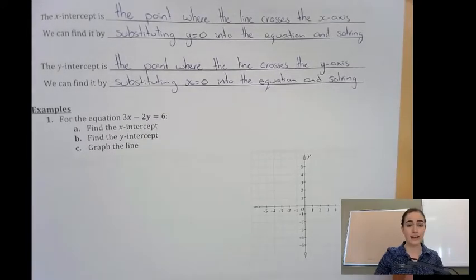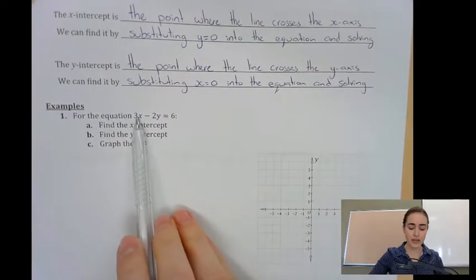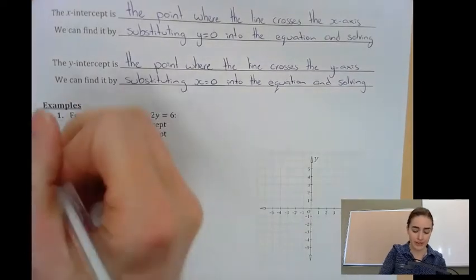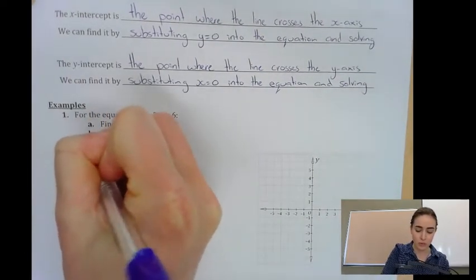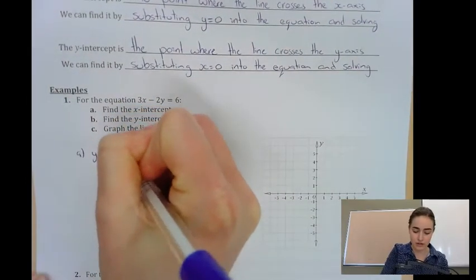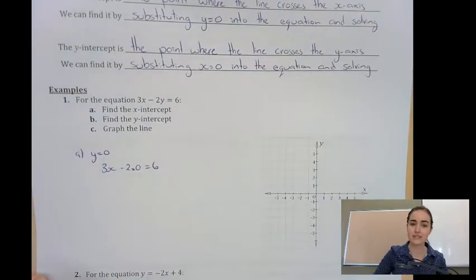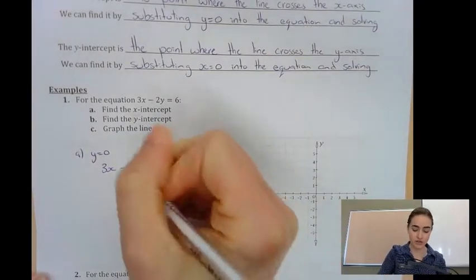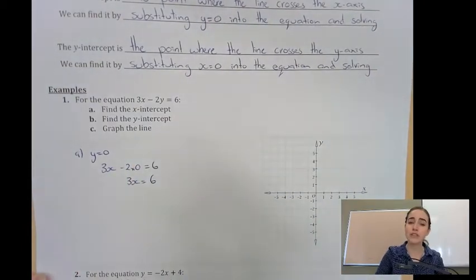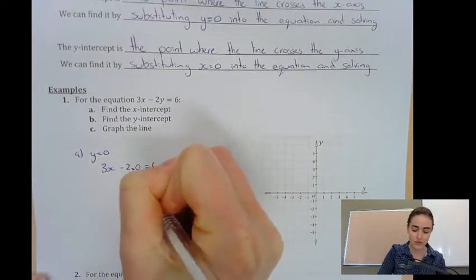So let's have a look at an example. Our first one, we're given the equation 3x minus 2y equals 6. If we want to find the x-intercept, I'm going to put y equal to 0. So we're going to have 3x minus 2 times 0 equals 6. Now 2 times 0 is just 0, so I'm going to end up with 3x equals 6. And if I divide both sides by 3, I'll get x equals 2.